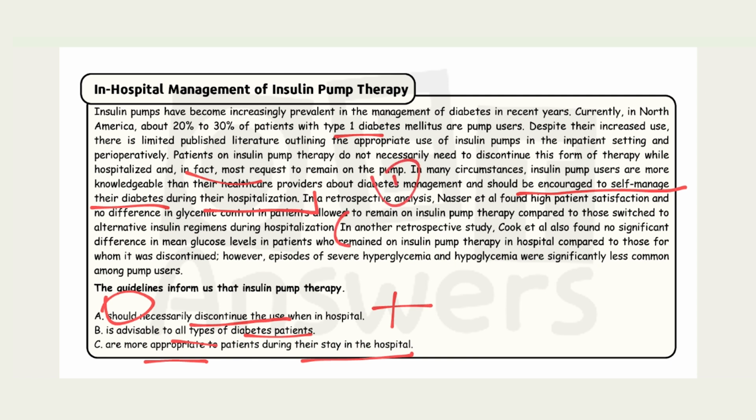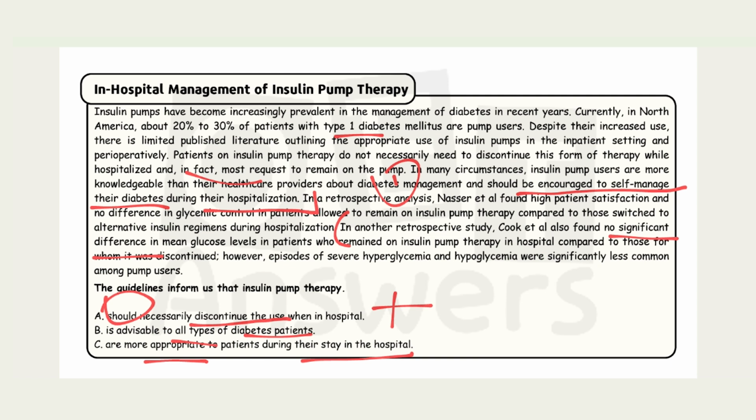The second study indicates, in another retrospective study, Cook et al., his research group found no significant difference in mean glucose levels. Same as the previous one, there is no significant difference in patients who remained on insulin pump therapy compared to those for whom it was discontinued. So the first one is about the alternative method. While comparing the person who discontinued and the person continuing insulin pump therapy, there is no difference.